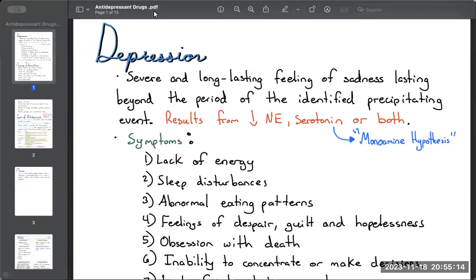Now, depression results from low norepinephrine levels, low serotonin levels, or both. And I want you to remember that because when we see some of these drug classes come up, they're actually going to work on some of these receptors.